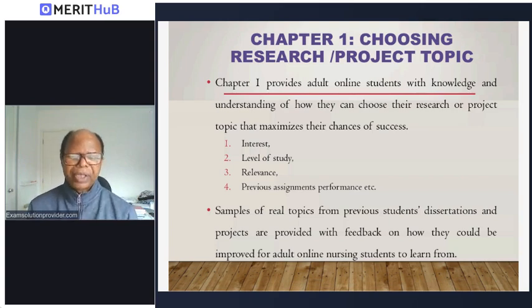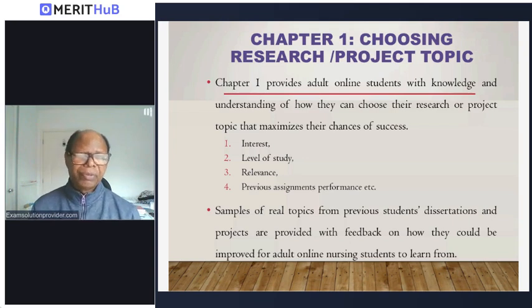The other is obvious relevance, which is similar to interest. So relevant to the field that you want, or particularly relevant to the module or course that you are pursuing. If you have healthcare management, then you need a topic which is relevant to healthcare management. If it's about mental health, then you need to choose a topic relevant to mental health. If it's just general nursing, again, you need to choose for general nursing. There are a number of other areas within nursing. So it's important that you choose the topic that is relevant to the studies or the qualification you are studying for.